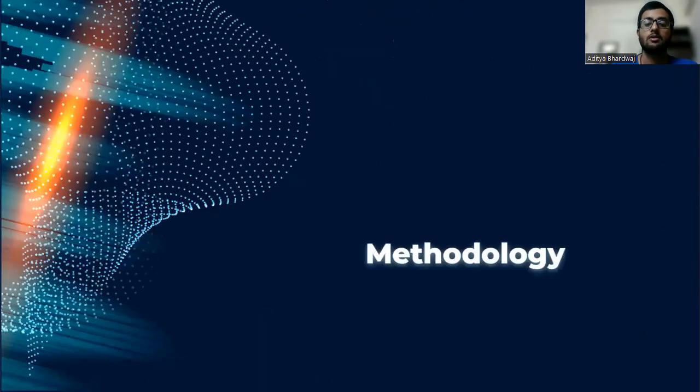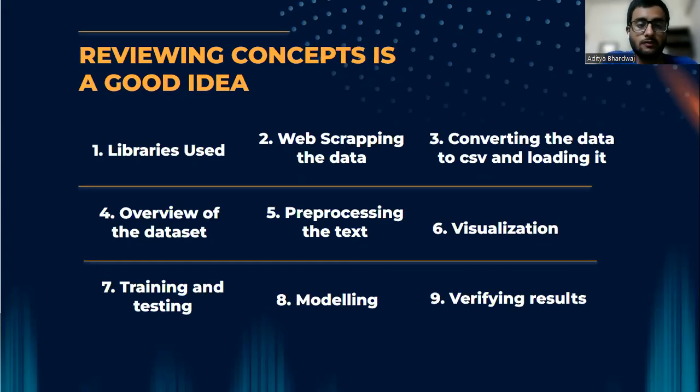Now, next, we talk about the methodology that we are going to follow for this project. The first one is obviously libraries used. We would start by importing the necessary libraries and tools. For event extraction, we might use libraries like NLTK, SpaCy, Beautiful Soup for web scraping, Pandas for data manipulation, Matplotlib, Plotly, or Seaborn for visualization, and Scikit-learn or TensorFlow for modeling. The second stage would be web scraping the data.